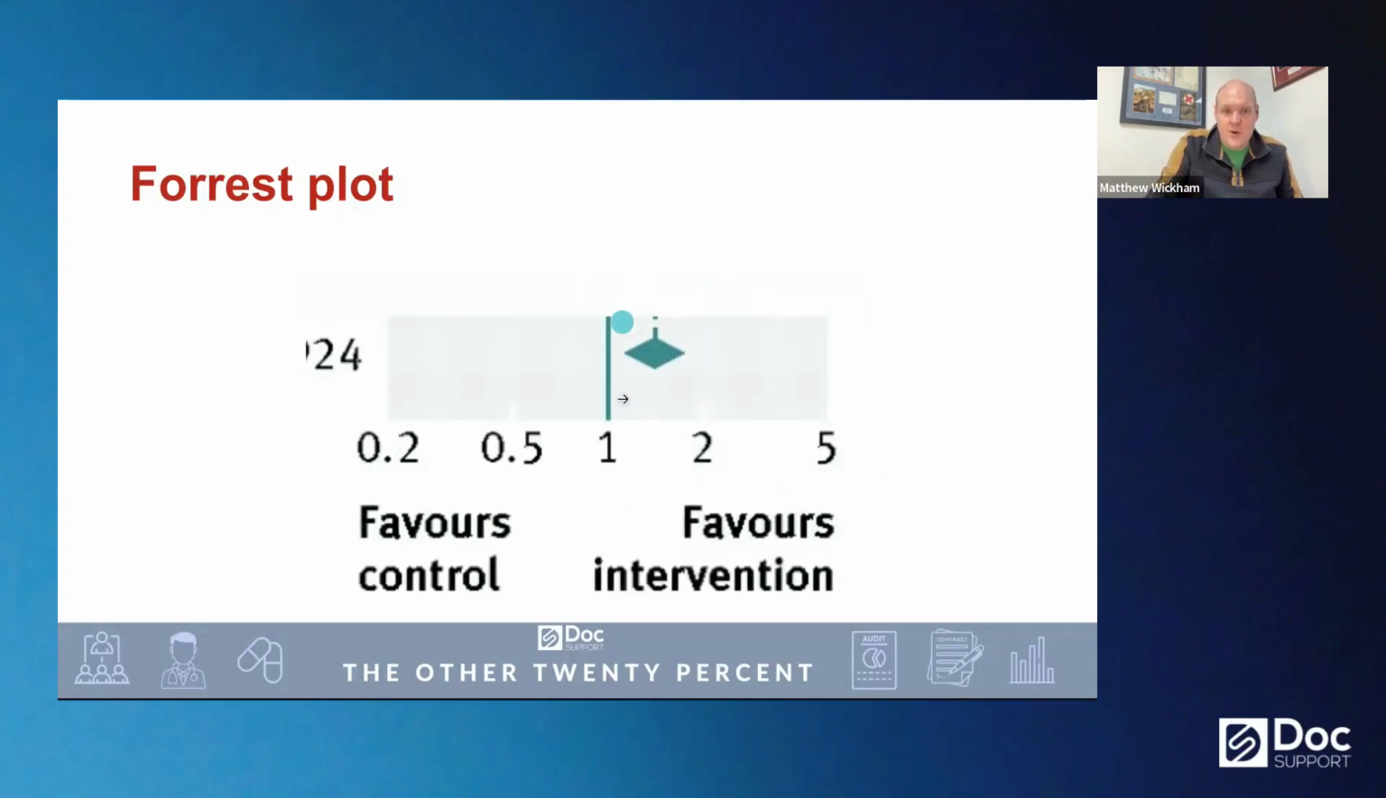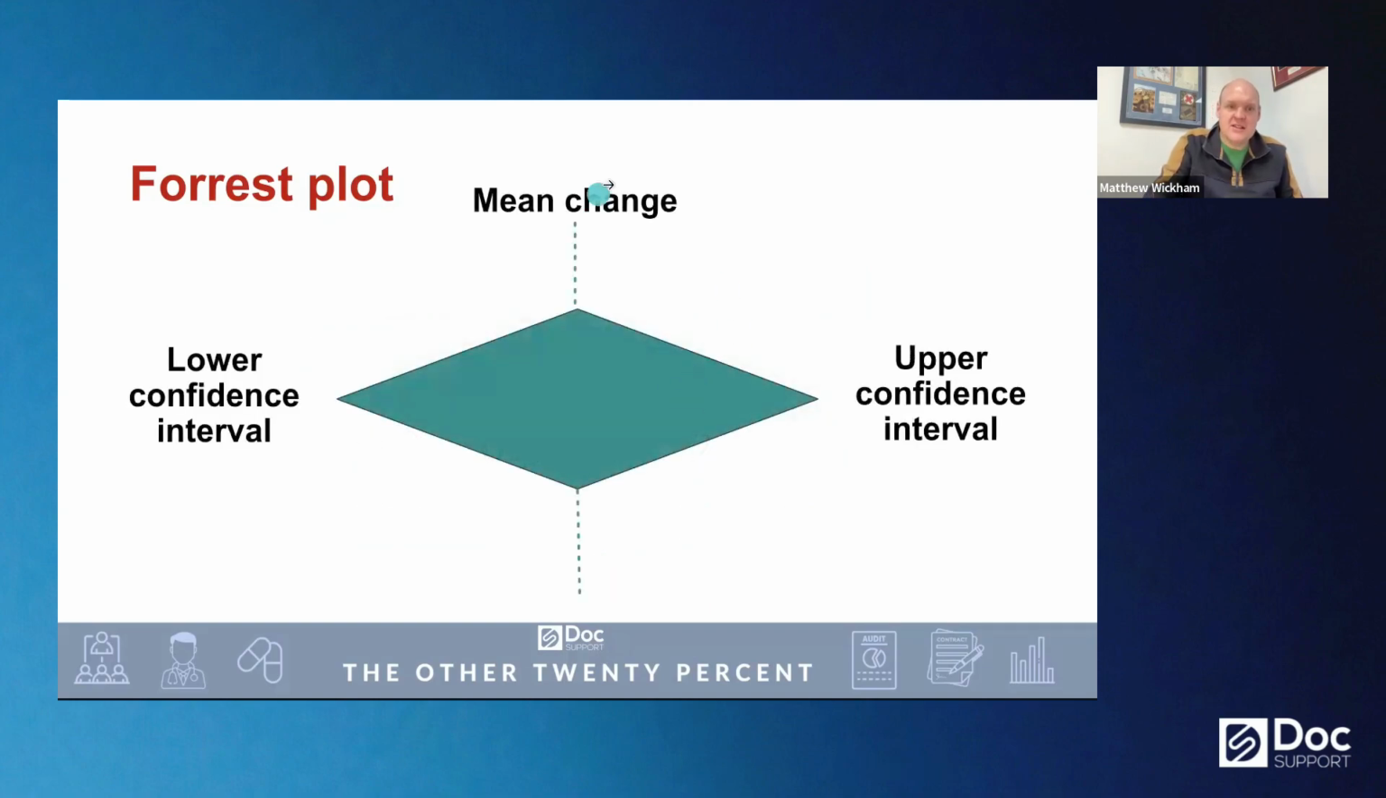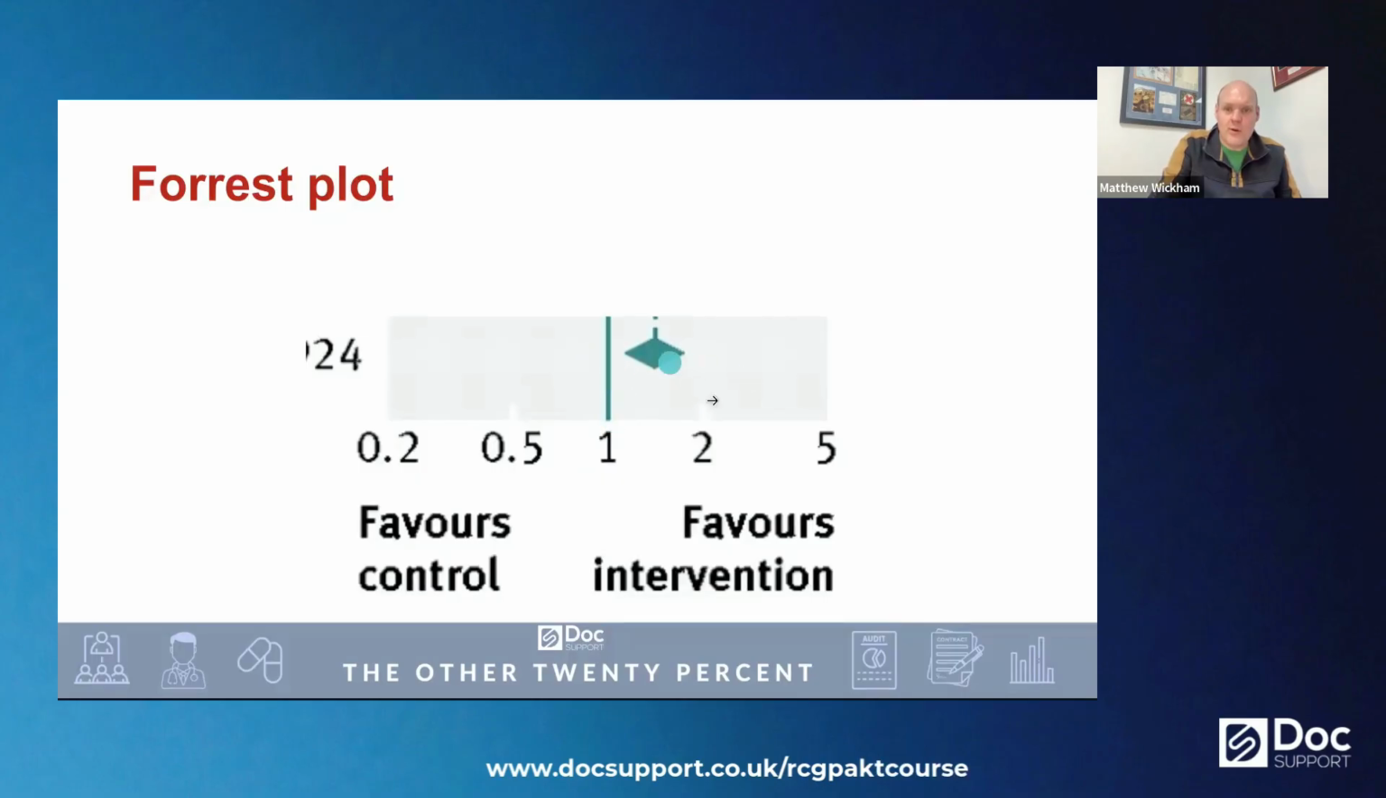Your next bit is this black diamond. That represents the overall average results from the study itself. The top of the diamond stands for your mean change, so where has it gone? Then you've got your upper and lower confidence intervals at the points of the diamond. If the upper or lower confidence interval does not touch that line of no effect, then you know it's significant. As soon as it touches it, regardless of what the result is, it is not statistically significant.